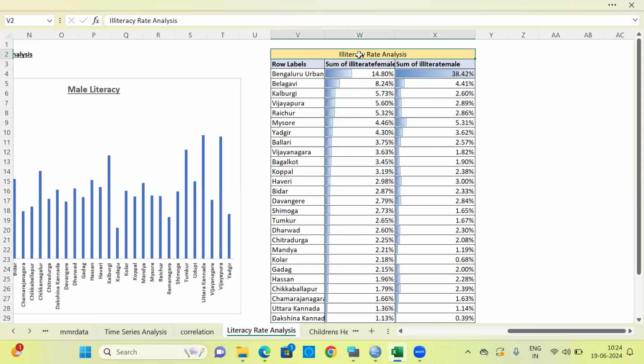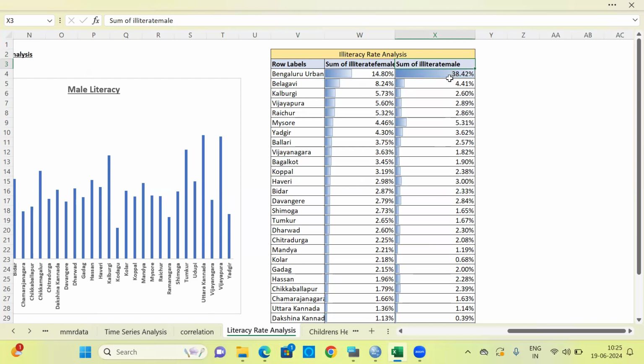Let's now look at some interesting tables. Here, we are looking at what is called illiteracy. What is illiteracy? This is the opposite of literacy. I have taken some of the districts in the first column. You have total illiterate females, which is the second column, and the total illiterate males in the third column. Bangalore urban, Belgavi, and Kalburgi top the list with 14%, 8%, and 5% when it comes to illiterate females.